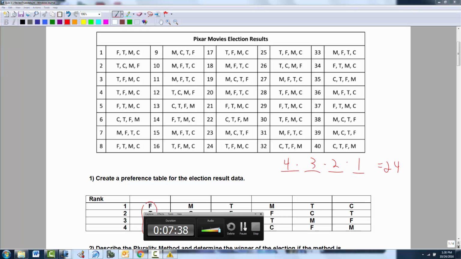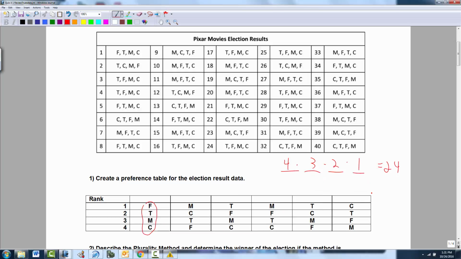Which is, by the way, how I would rank them. Love Finding Nemo. Toy Story's next. It's very close. Could almost switch those. Monsters I like. Cars, nah. I could do without it. You should have got 8.